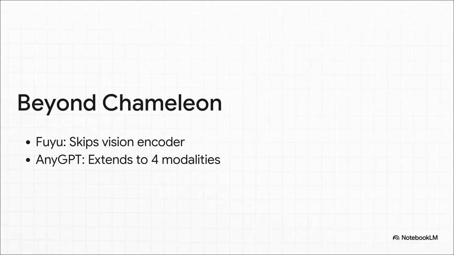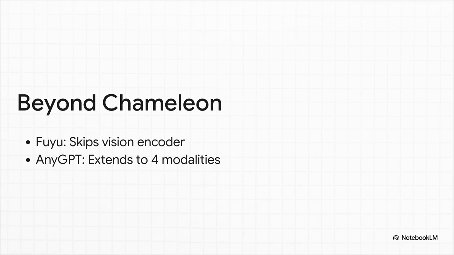Let's move on and see how this builds into the future, because the industry is already iterating on this paradigm super fast. Beyond Chameleon, we have models testing these exact same limits. Adept's Fuyu, for example, skips the separate vision encoder entirely. It just feeds raw image patches straight into the LLM as if they were tokens. It's simpler, though it sacrifices the generation capability. But then there's AnyGPT. This extends that exact shared vocabulary trick we just talked about across 4 modalities: text, image, speech, and music. That is literally awe-inspiring.